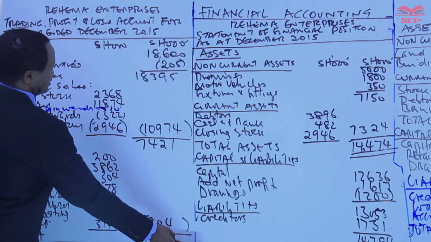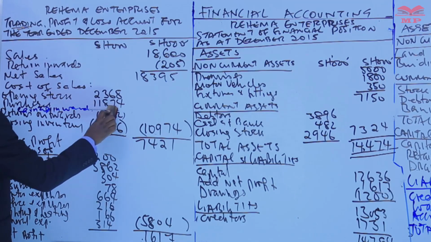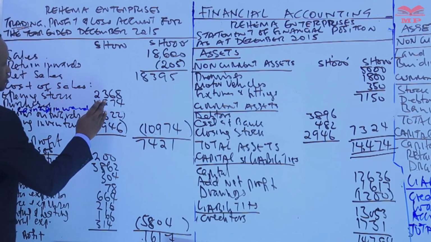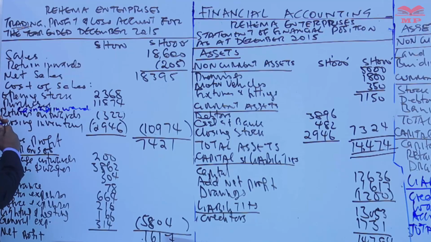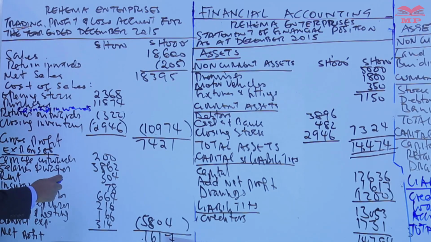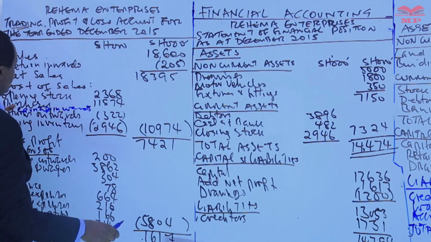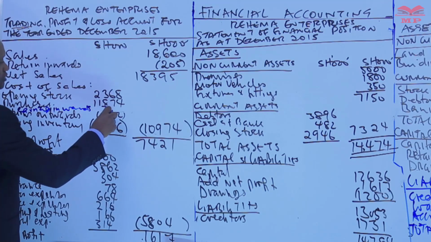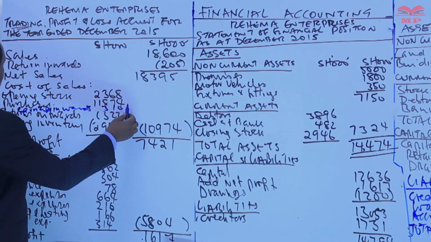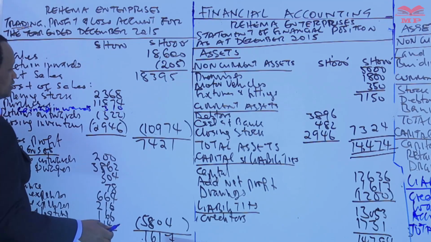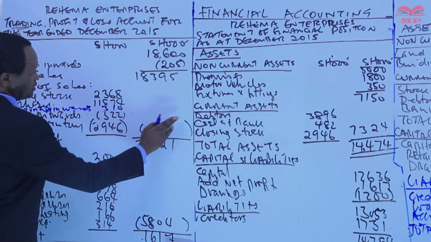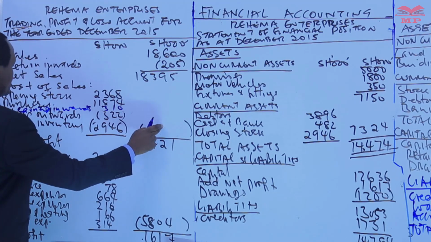Carriage inwards is part of the cost of sales. Carriage inwards is a transportation cost. If you look at the format that we did, we had carriage inwards. This question has carriage inwards of 310. So add 310 to purchases, then adjust this figure. What will be the right cost of sales?